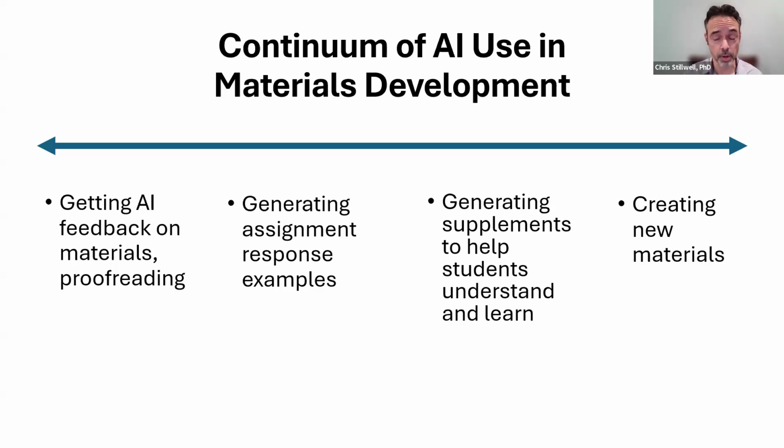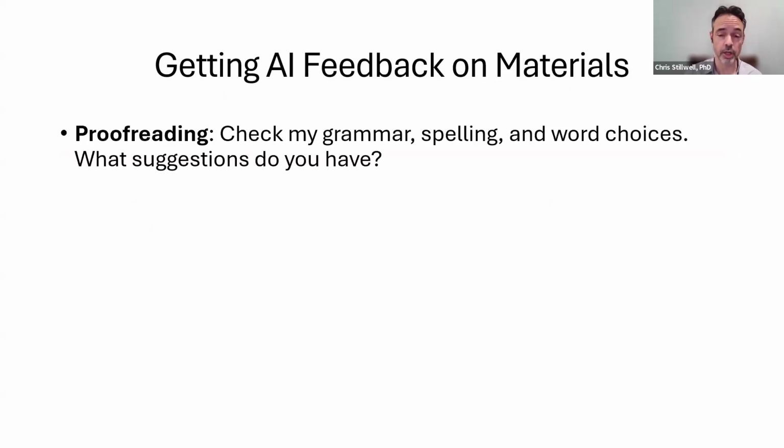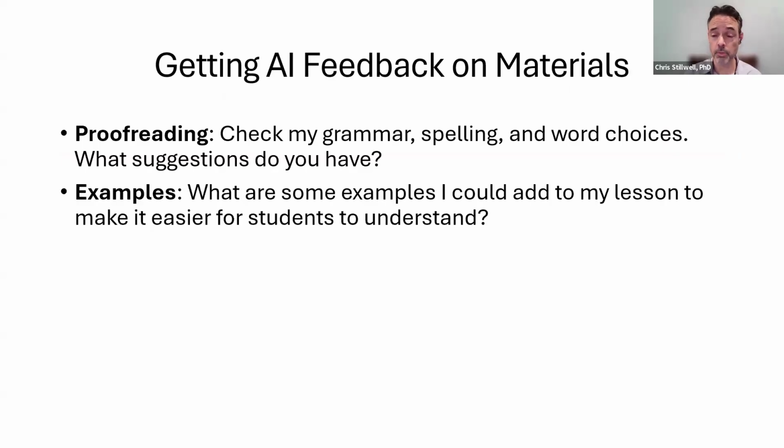But let's go a little bit deeper on these 4 different examples of ways we can use AI with creating materials. On the lighter side, getting AI feedback on the materials that we already have, we can use it for proofreading, for checking grammar and spelling and word choices. We can use it for examples. We can ask for more examples to improve our lessons or our worksheets to make it easier for students.